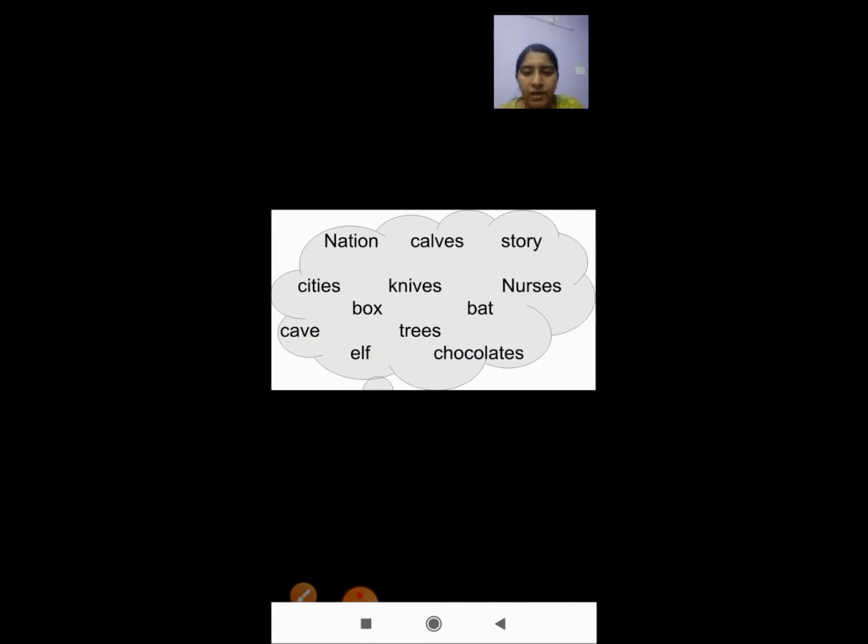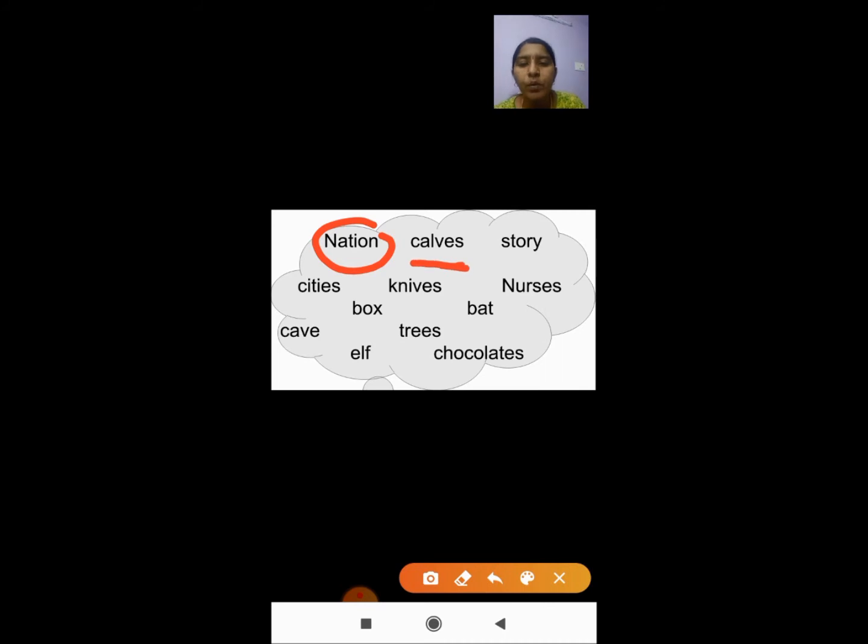So we just have these words here. Okay, we are just going to circle the singular noun when it is only one. So then we are going to circle. Okay, so here nation, we don't have ES or anything, so we are going to circle the singular noun. Calves, we can see here VES, so it is a plural, so we are going to underline it.